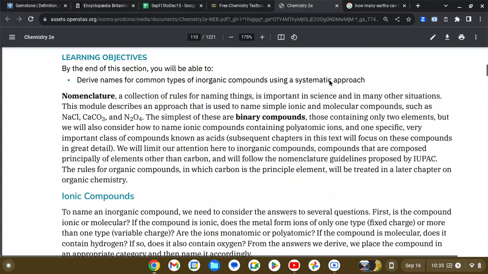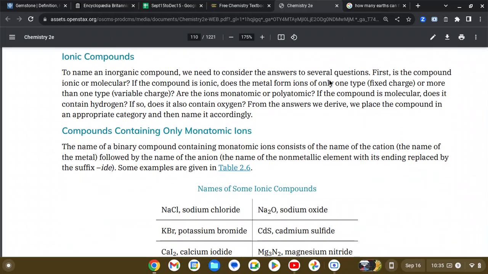Ionic compounds. To name an inorganic compound, we need to consider the answers to several questions. First, is the compound ionic or molecular? If the compound is ionic, does the metal form ions of only one type (fixed charge) or more than one type (variable charge)? Are the ions monatomic or polyatomic? If the compound is molecular, does it contain hydrogen? If so, does it also contain oxygen? From the answers we derive, we place the compound in an appropriate category and then name it accordingly.